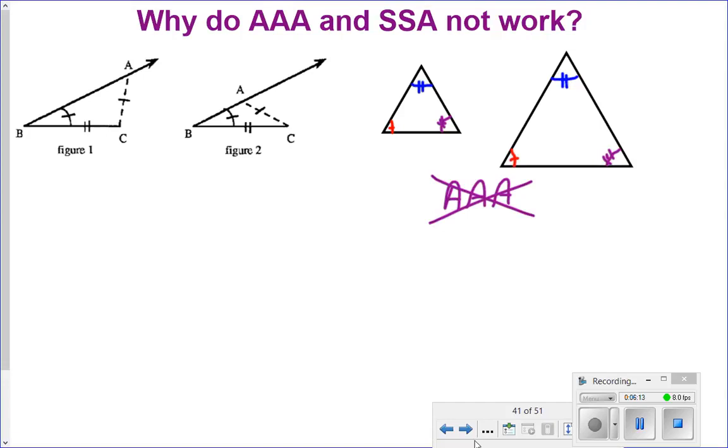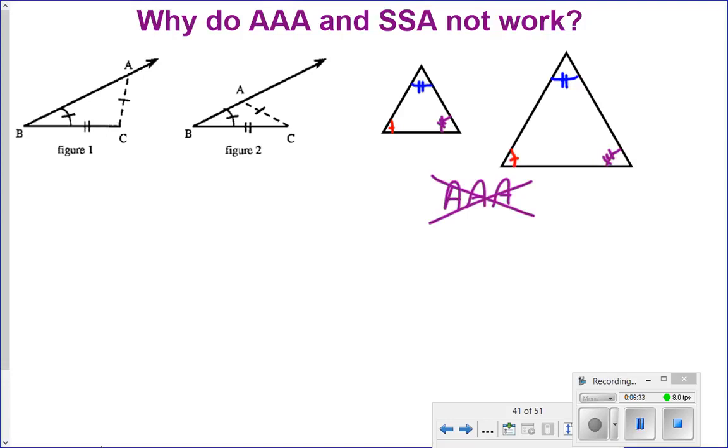Now, keep in mind, sometimes the triangles might actually be congruent, but we don't have enough information to prove that. So if all I have are three pairs of angles that are congruent to each other in two triangles, then I cannot say that the triangles are congruent. So angle, angle, angle does not work.